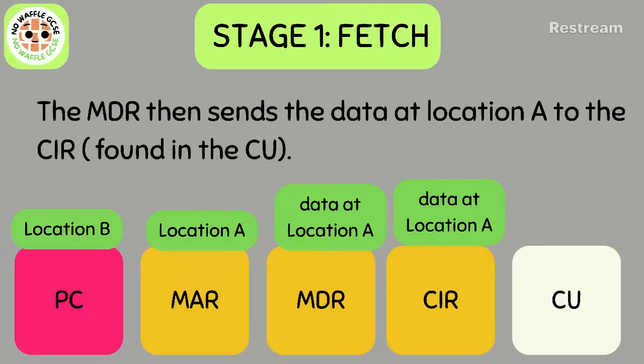And then the MDR, the memory data register, sends the data at location A to the CIR. This is the in-between step that a lot of you aren't familiar with, the current instruction register. And this is found in the control unit.